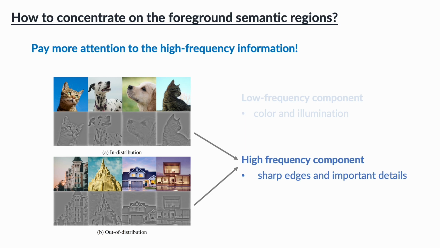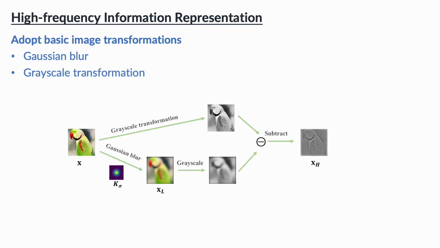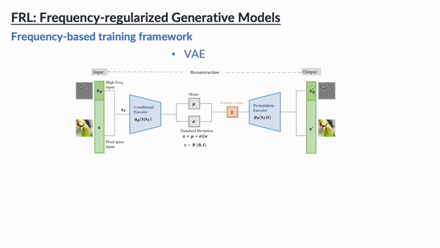As shown in this figure, high-frequency components care more about the sharp edges and important details, which is essential for OOD detection. Here we adopt basic image transformations, including Gaussian blur and grayscale, to represent high-frequency information. In this paper, we propose a simple but effective framework, FRL, frequency-regularized generative models for OOD detection.